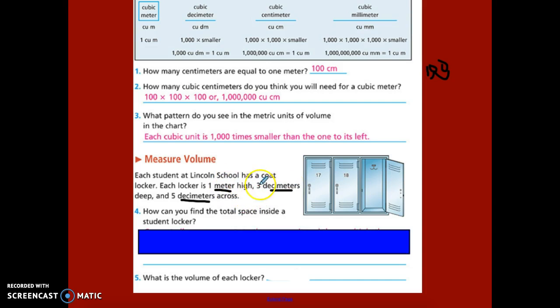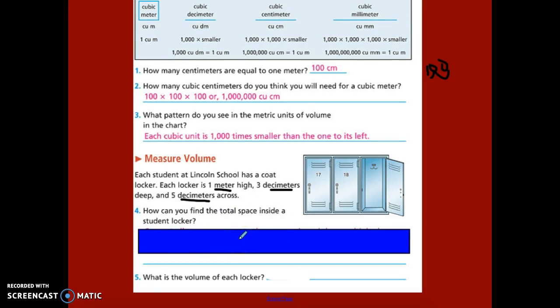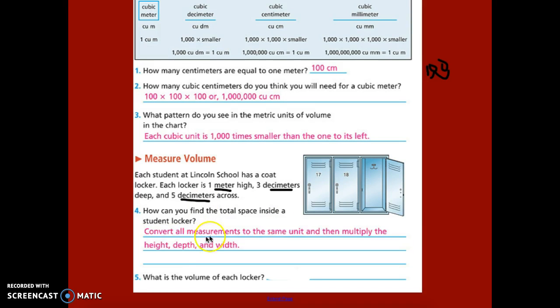Once we've done that, we should be able to multiply the height, the depth, and the length across. When we've multiplied those three numbers, we should get the volume of that locker. So I think that's what this is going to say: we'd have to first convert them all to be the same, and then multiply them to figure it out.